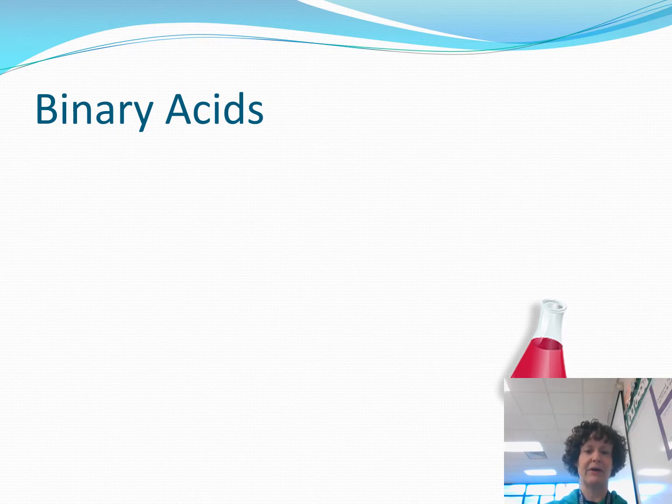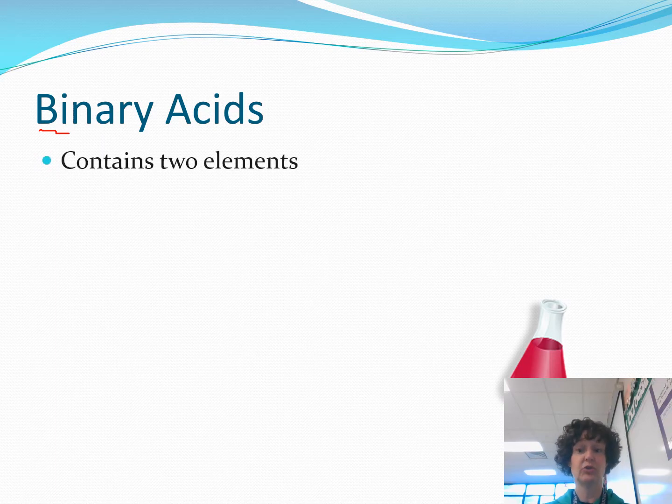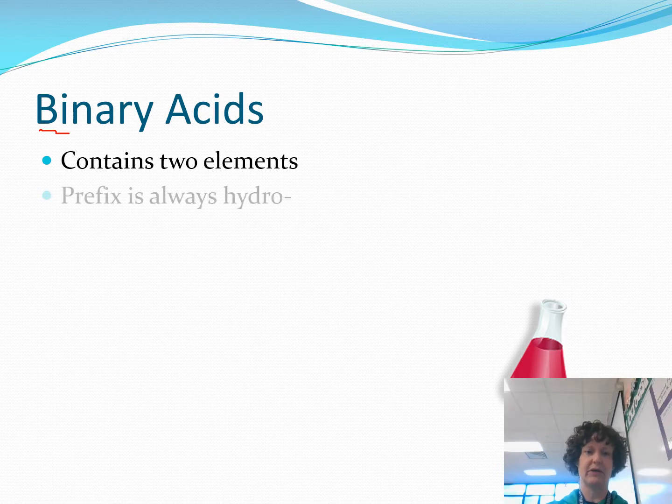Binary, the prefix bi, what does bi mean? Well, it means two, right? So binary acids contain two elements. It doesn't mean that they only have two atoms. It just means it's two different elements. So of course the first element has to be what? That's right, it has to be hydrogen if it's going to be an acid. And then there's going to be another element bonded to it if it's binary.